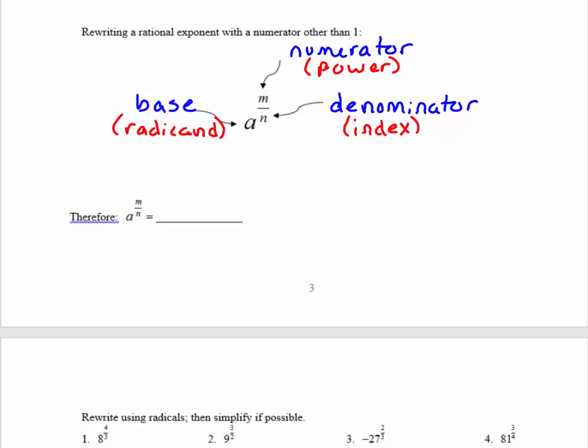So when we rewrite a to the m over n, it's still the index with an n raised to the mth power. But the great thing about this is that you can actually take the power on the outside instead. So we're going to have the index of n, so the nth root of a, all raised to the m power. Put that power on the outside and it'll make your life a little bit easier when you're trying to simplify.